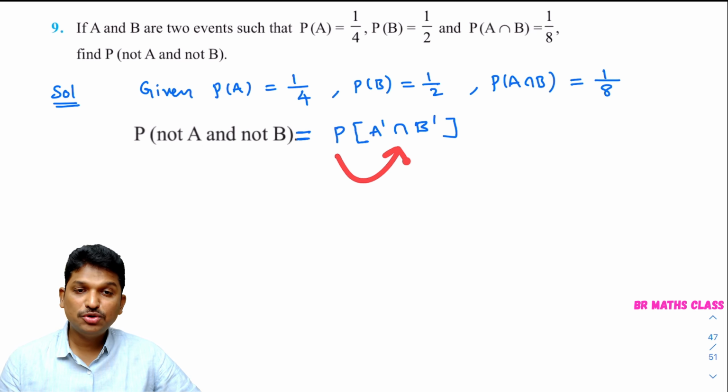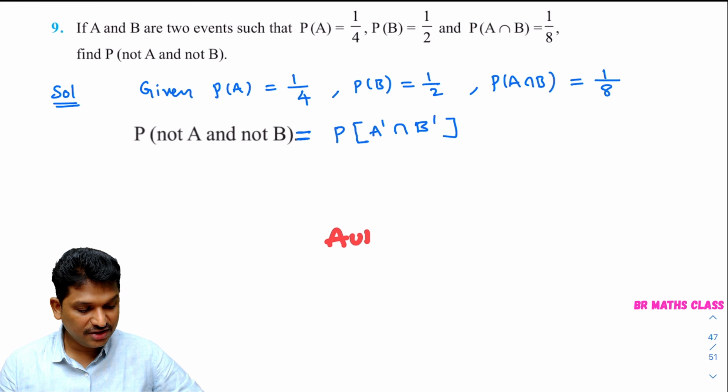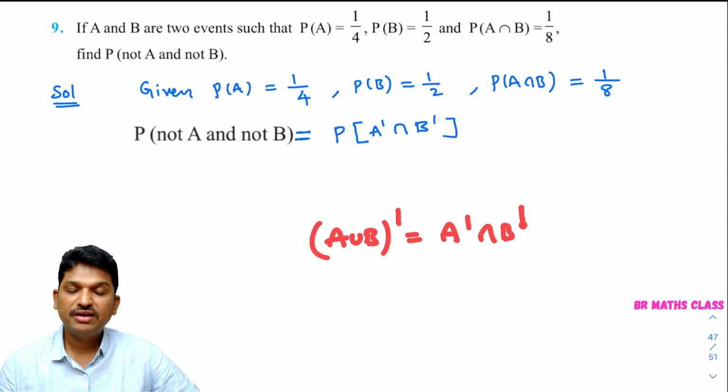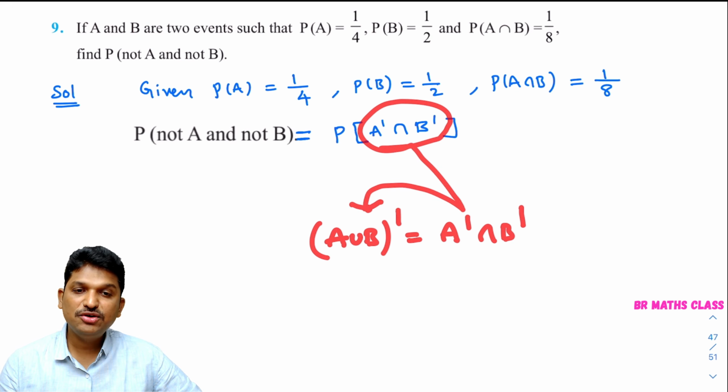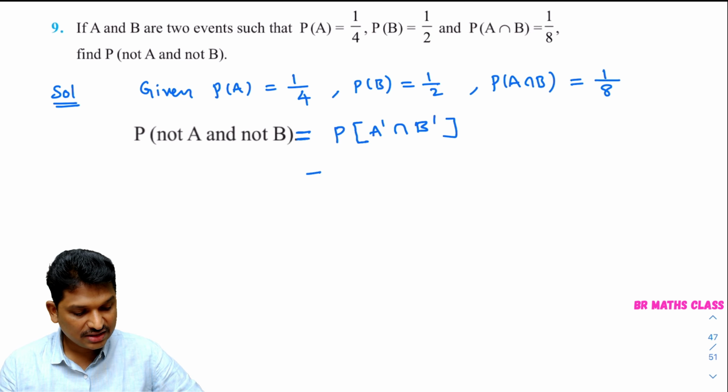In the sets chapter only we have this result: A union B whole dash equals A dash intersection B dash. See, sets topic knowledge we are using frequently here. So here you observe A dash intersection B dash is there. That can be written as A union B whole dash. So probability of A dash intersection B dash can be written as probability of A union B whole dash.